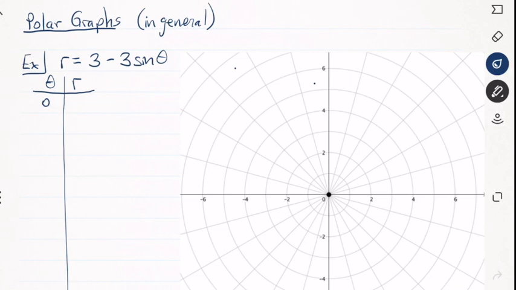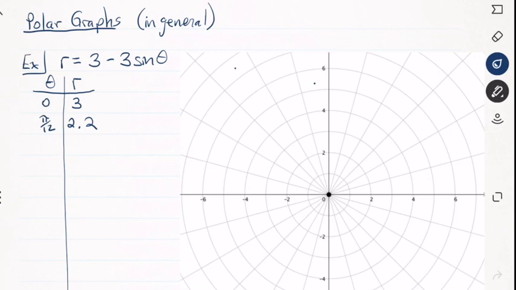So I'm just going to use my calculator a lot for this one. I know the sine of 0 is 0, so this answer is just going to be 3. If I plug in pi over 12 into my calculator for this, make sure your calculator is in radian mode, and then just type in 3 minus 3 sine of pi divided by 12. And we get 2.2. I'm only going to round to the nearest tenth because this graph over here is not going to be very precise.